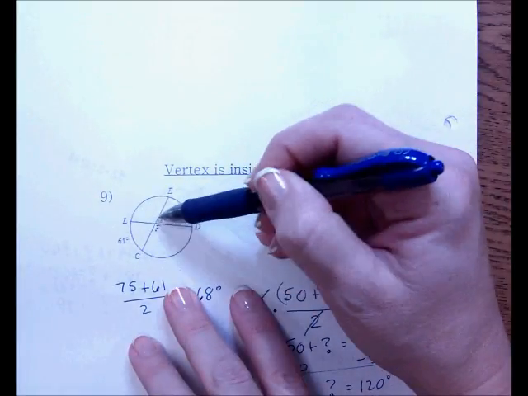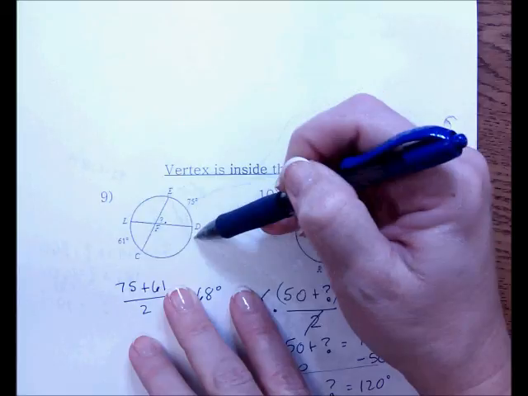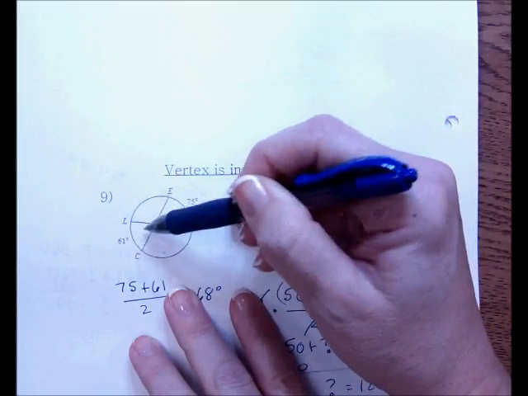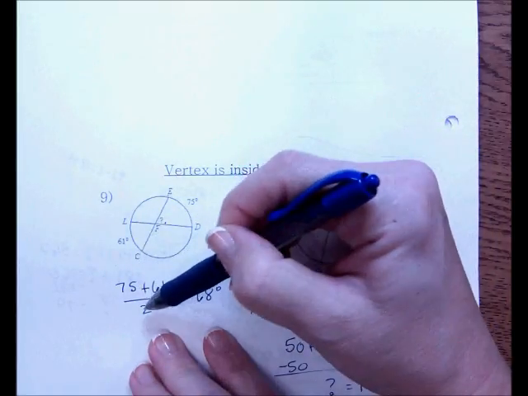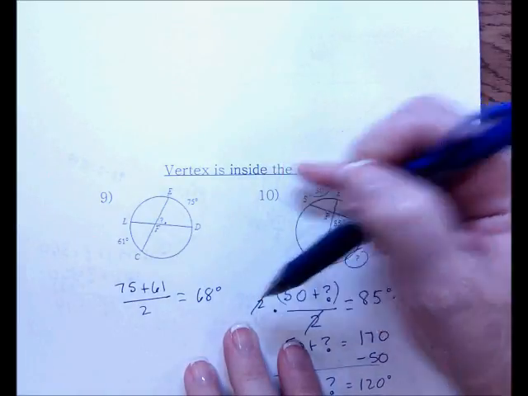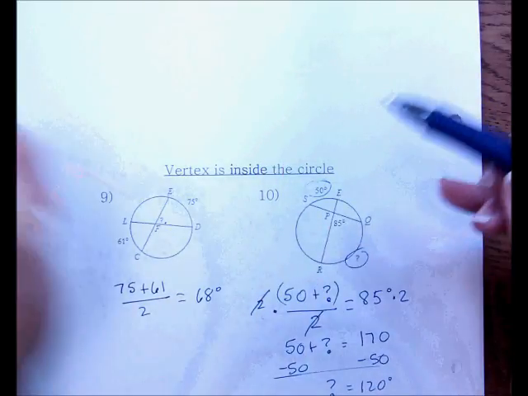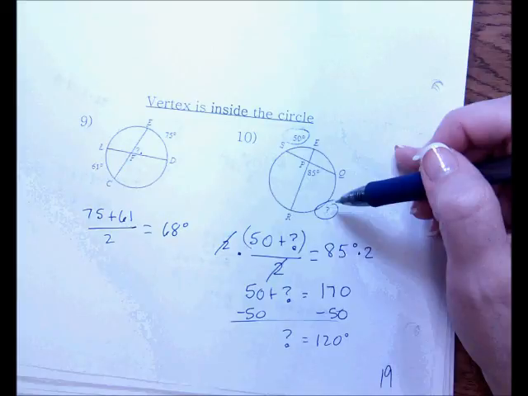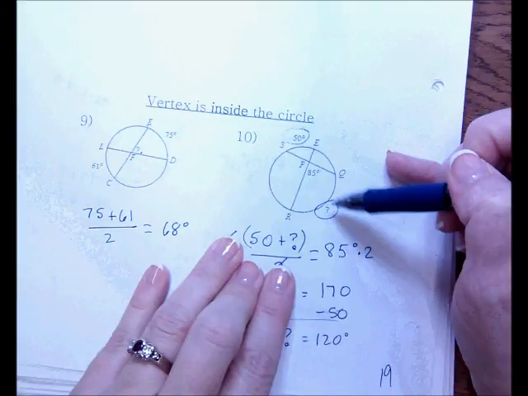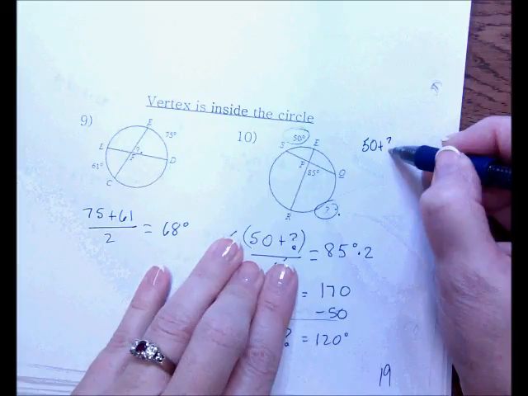So in this situation, looking down, number 9, of course, is going to be the easiest of the two. I know that one intercepted arc of this angle that I'm solving for is 75, and the intercepted arc of its vertical angle is 61, so 75 plus 61 divided by 2 is equal to 68 degrees.